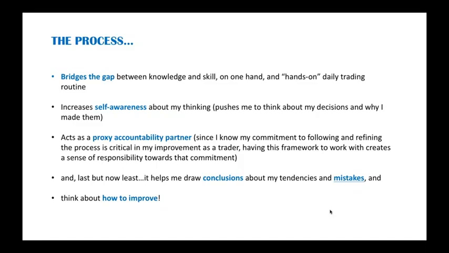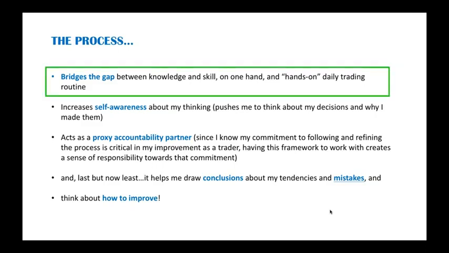And so far, I can say that the process for me has come to bridge the gap between, on one side, the knowledge and the skill, the theory, and on the other side, the practice of the hands-on daily trading routine, the job as a trader. And that was the first realization once I started creating the structure of the process.